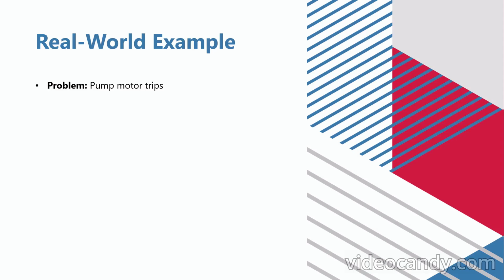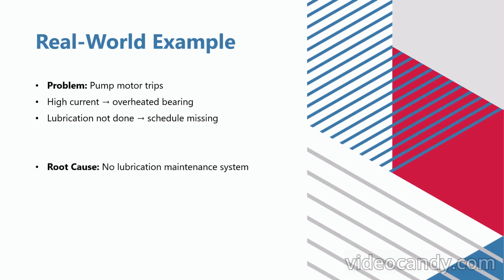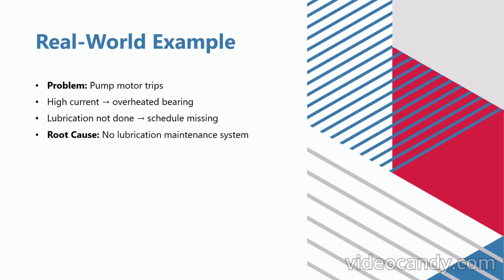So the problem is the pump motor trips. The surface level information is high current, which is caused by overheated bearings. The overheated bearing is caused by lubrication not being done. And the final, the core and the real root cause is the schedule missing. So the root cause is no lubrication maintenance system.